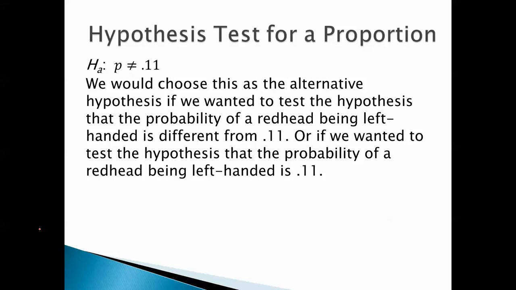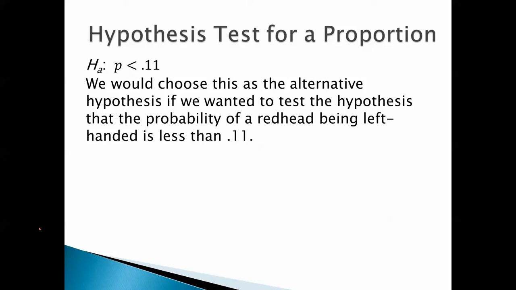We would choose this as the alternative hypothesis if we wanted to test the hypothesis that the probability of a redhead being left-handed is different from 0.11. Either case, that's not what we have here.